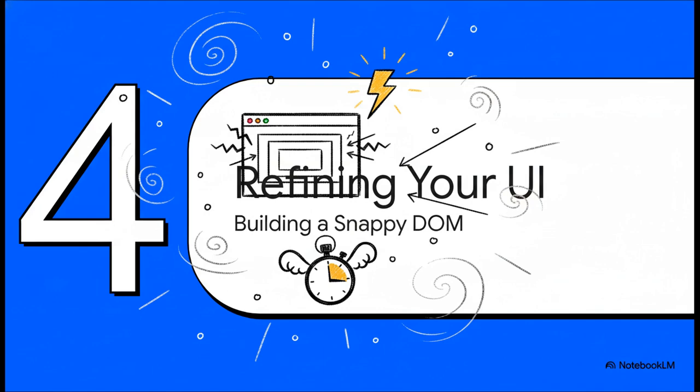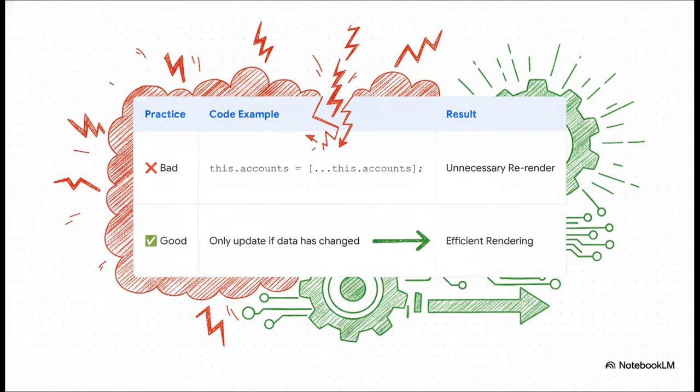All right, we've got our data layer running super efficiently. Now let's focus on the front end, the UI that our users actually see and click on. We need to talk about building a responsive DOM. Okay, pay attention because this might be the single biggest performance killer in the UI. When you reassign a property like this, even using the spread syntax, you're telling the framework that the entire array has changed. This forces a complete re-render of everything.